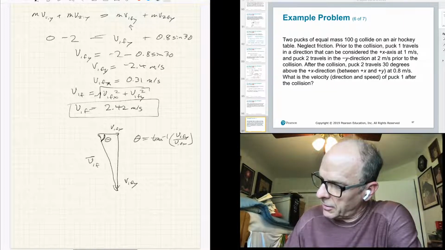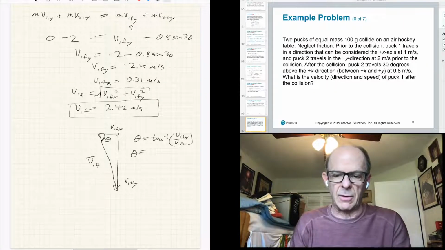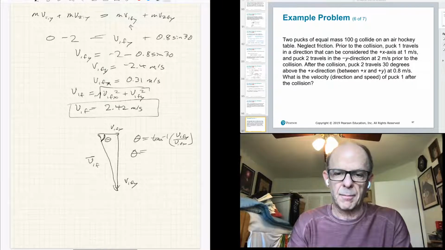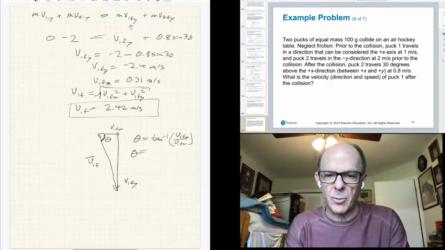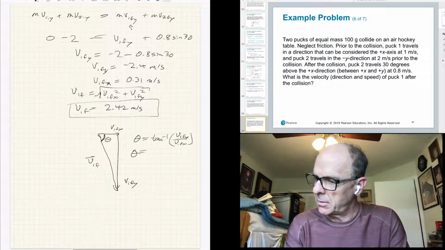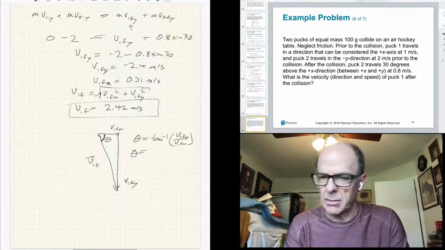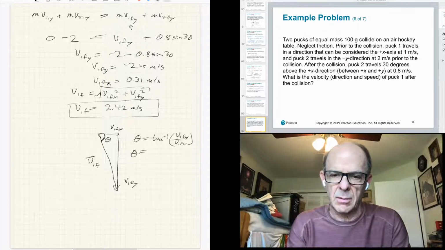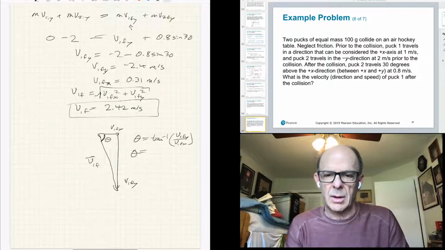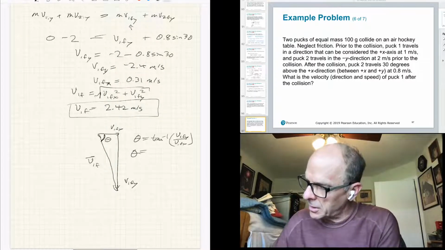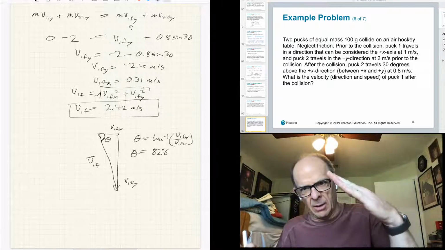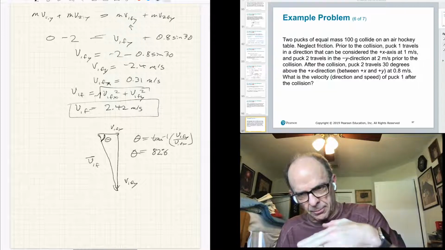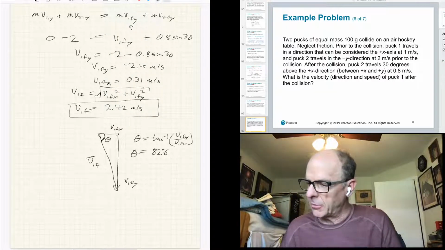So that theta is equal to inverse tangent of 2.4 over 0.31. And that's 82.6 degrees. So that's our direction. It's about 83 degrees below the horizontal, below the positive x direction.